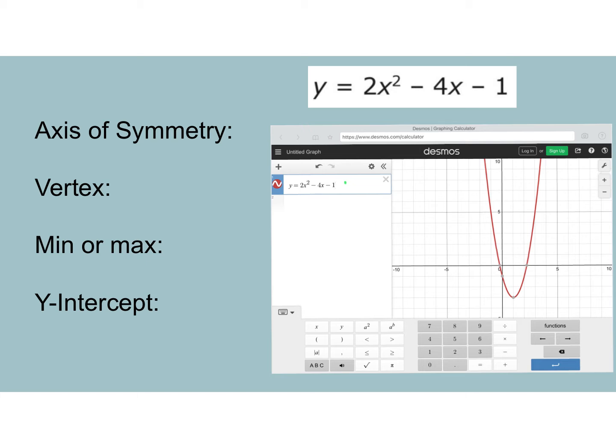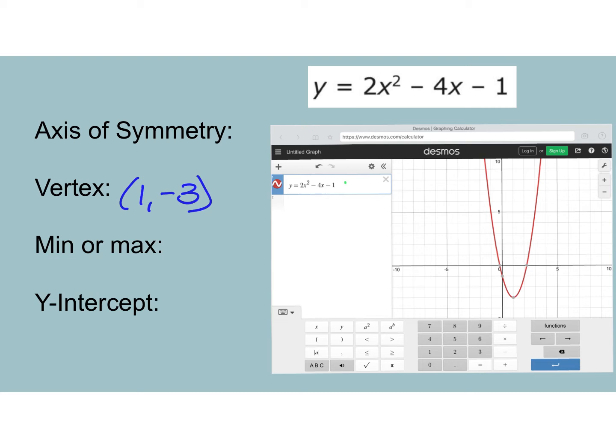Now what we're going to be able to do is find everything we need. Remember, the axis of symmetry is that imaginary line that runs right through the center of that parabola. So I'm actually going to start with the vertex, though. This vertex is right there. So we're looking at 1, -3 as our vertex.